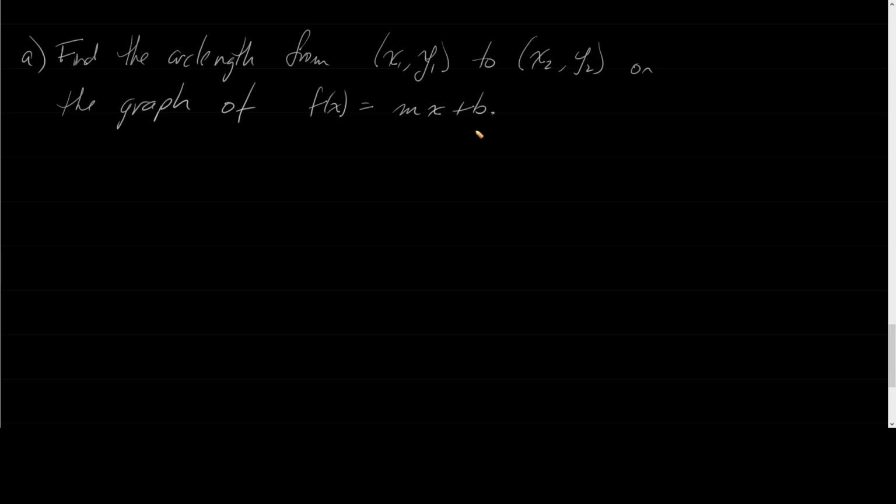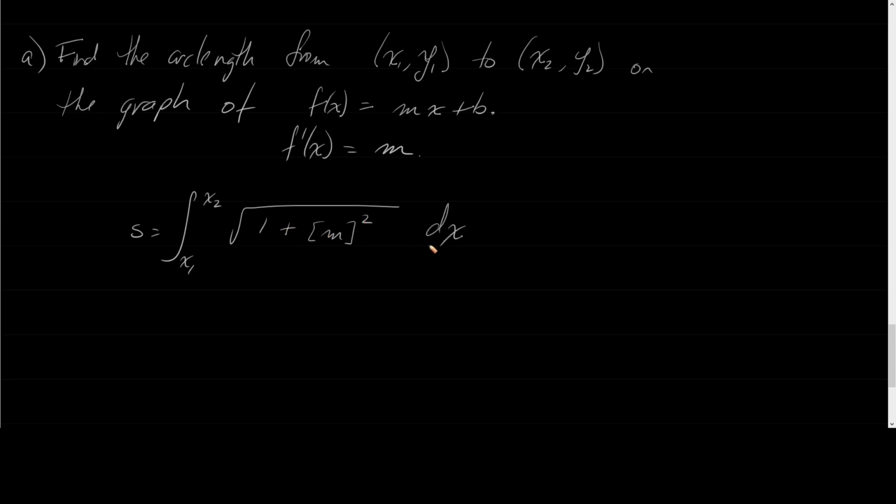Okay, well, let's see what we have. We already know the formula, so we need to make sure that we find the derivative first. So f prime of x is going to be equal to m. Cool. The next thing that we need to do here is, well, we know that the arc length is given by the integral from a to b. In this case, a is x sub 1, b is x sub 2, right? Because it's the bounds of our interval along the x-axis, of the square root of 1 plus f prime of x, which in this case is just m, squared dx, right?